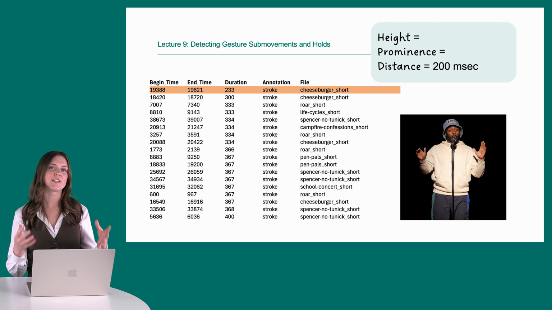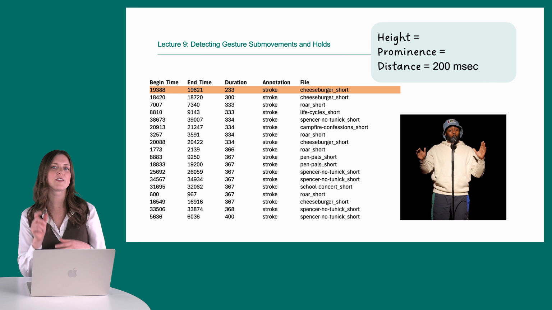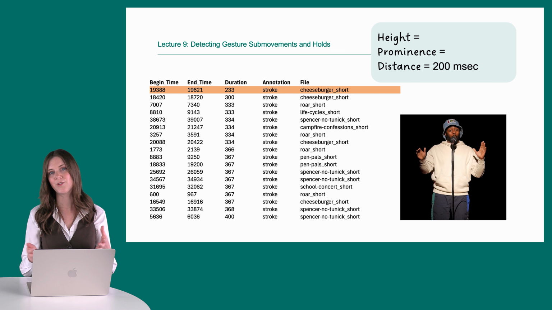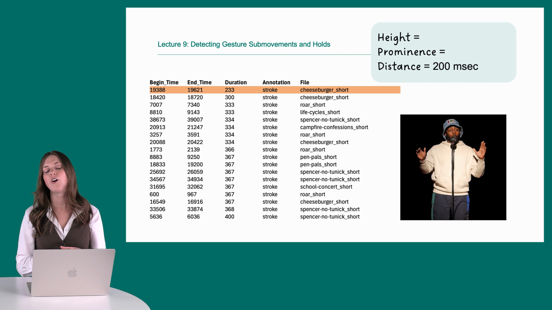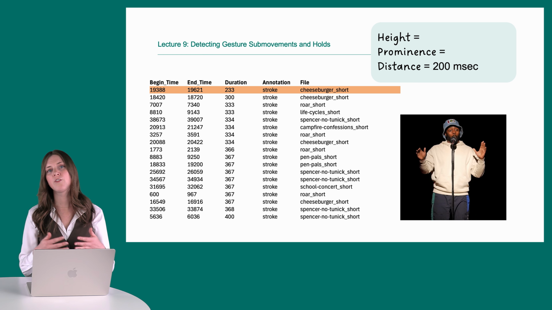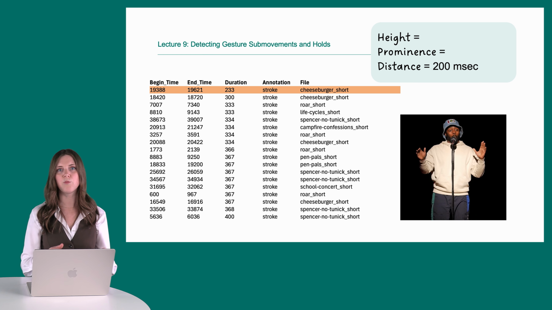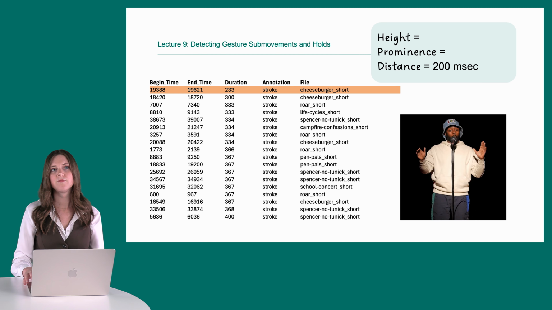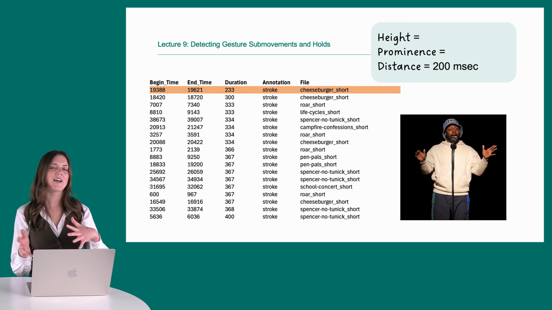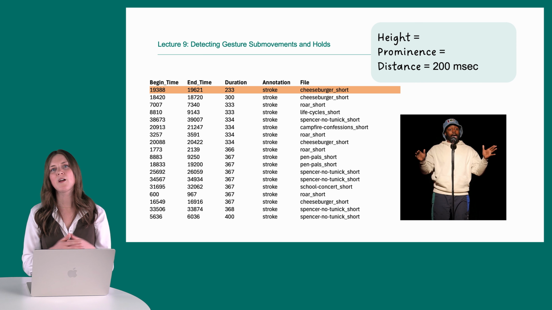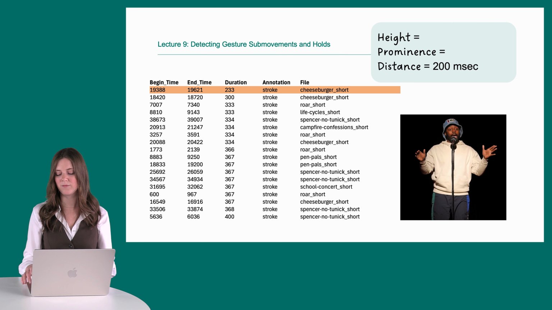To decide on our distance threshold, we're going to look at the smallest duration of gesture strokes in our dataset. Our shortest stroke is 233 milliseconds long, which I'll play for you now. And I'll play it one more time. So we will set a minimum distance to 200 milliseconds to make sure that we're capturing very rapid gesture submovements like this one.